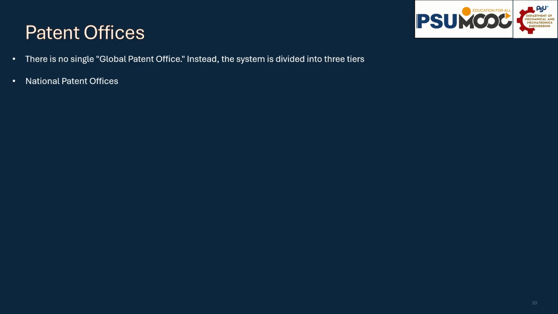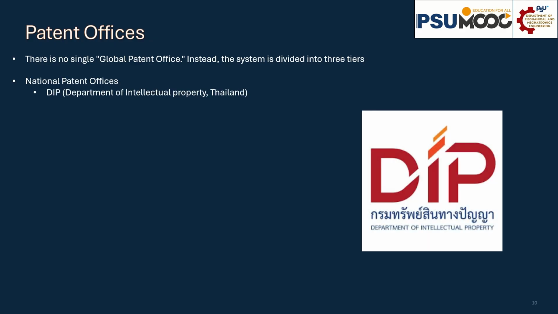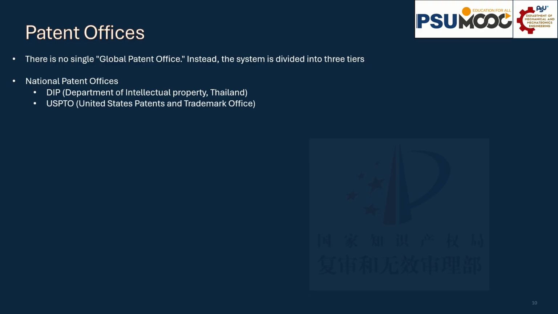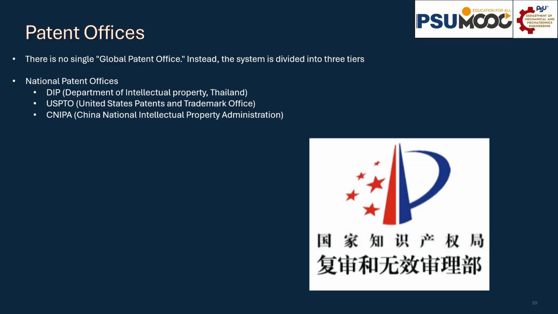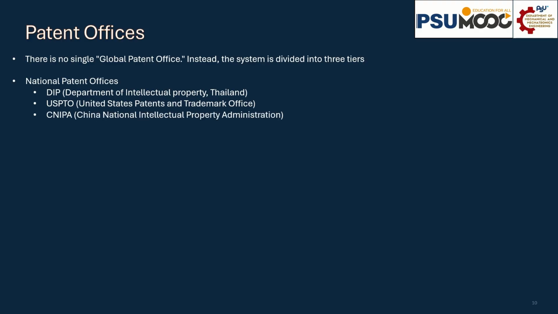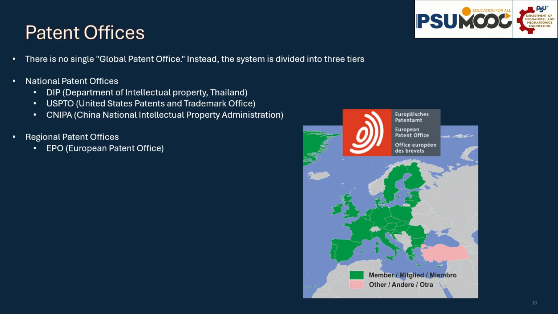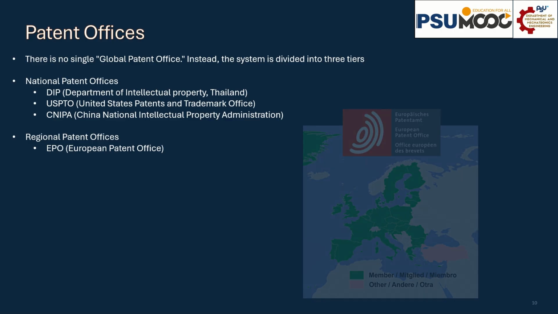For instance, here in Thailand, it is the DIP or the Department of Intellectual Property. In the US, it's the USPTO. In China, it's the CNIPA. To simplify things across borders, sometimes countries form regional patent offices like the EPO or the European Patent Office, where a single unified application can handle protection across dozens of European nations.